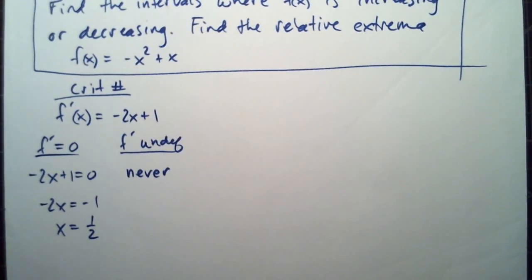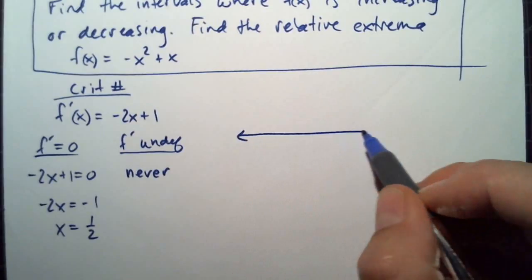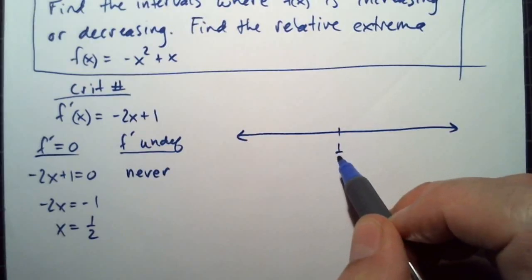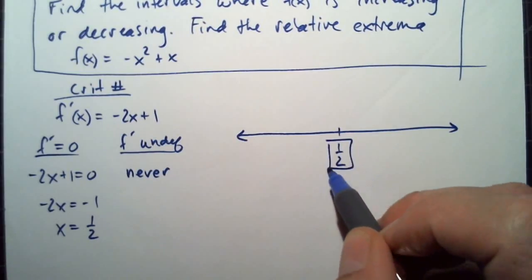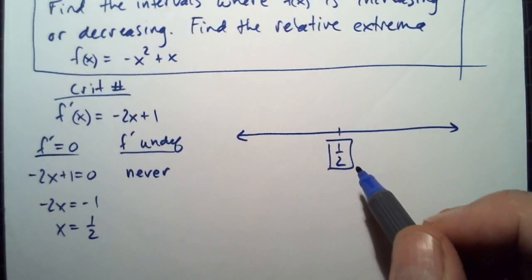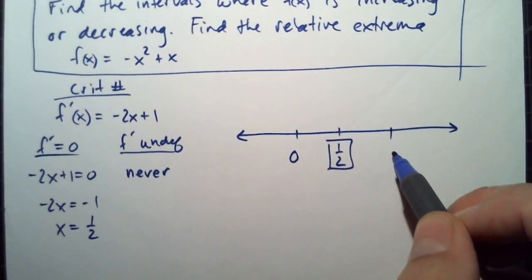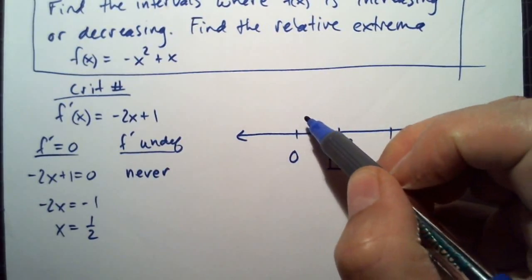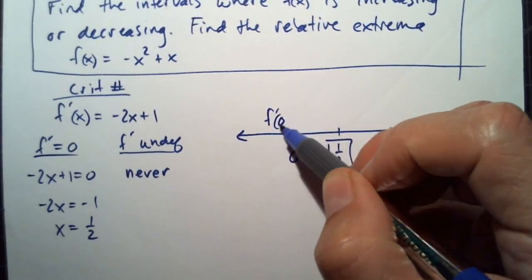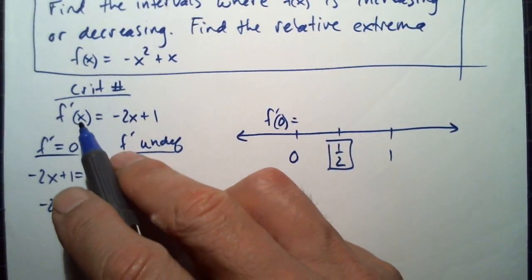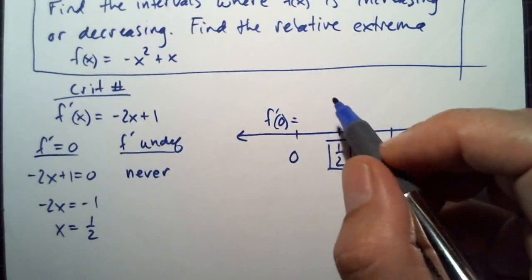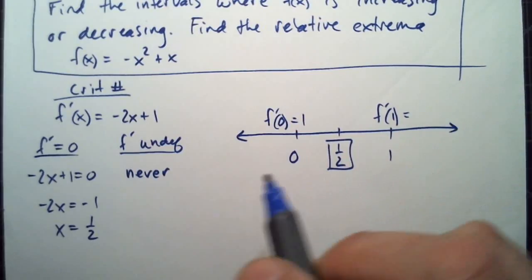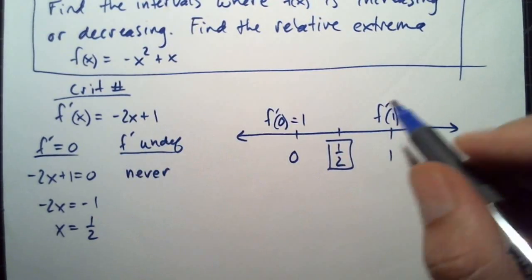And let's organize this test, the first derivative test, by looking at a number line. We have a critical number, and then we're going to test numbers on either side to see what the slope is on either side of the critical number. So we want to have f prime of 0. What do we get if we put a 0 in here? We'll get a positive number. And then over here, f prime of 1. If you put a 1 right there, we'll have a negative 1.